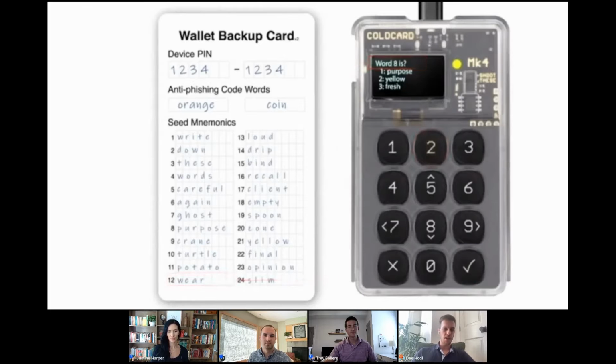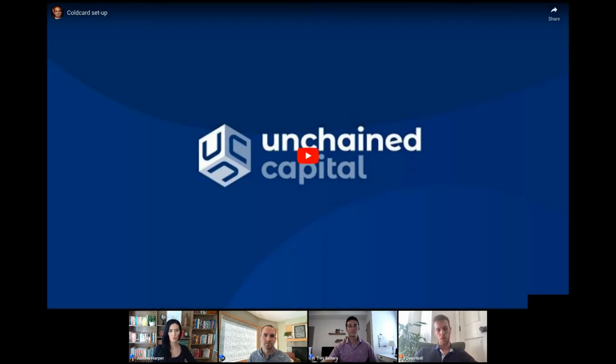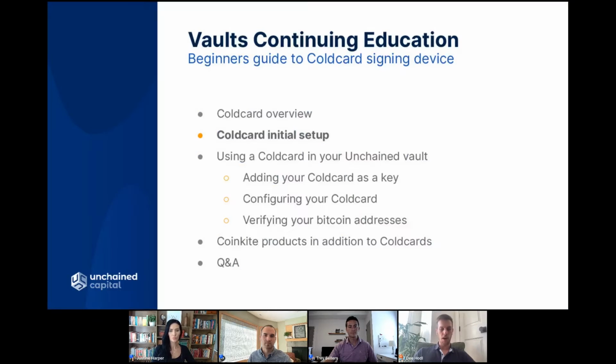The last step here is basically just confirming your words, just making sure that you wrote them down properly. It's going to ask you all your words, what's word 5, what's word 6, what's word 7, in a random order, just so that you know that you wrote down those words correctly and you're not missing anything.